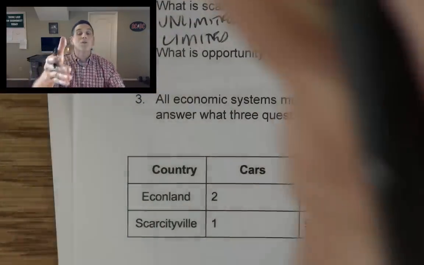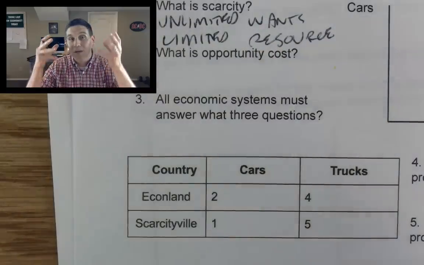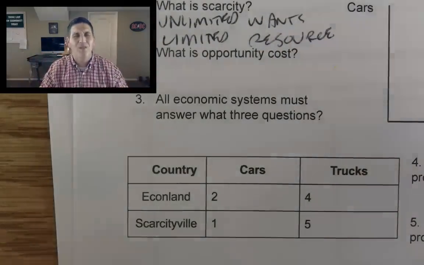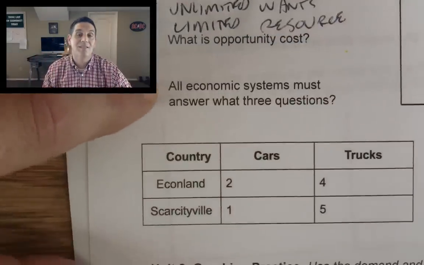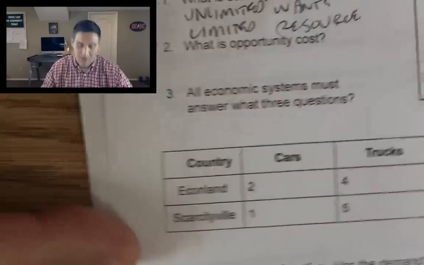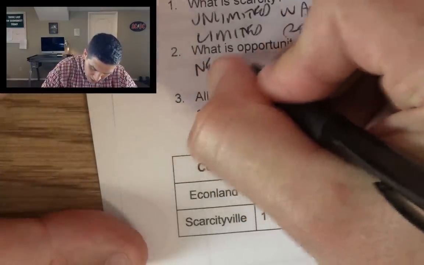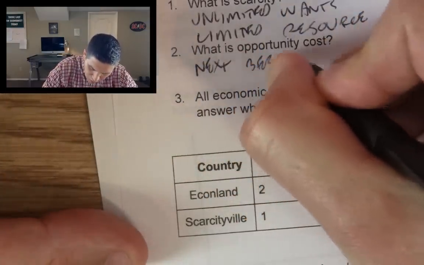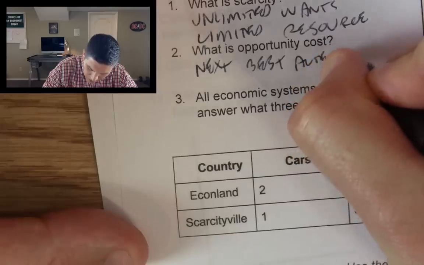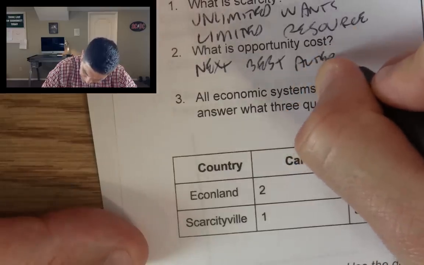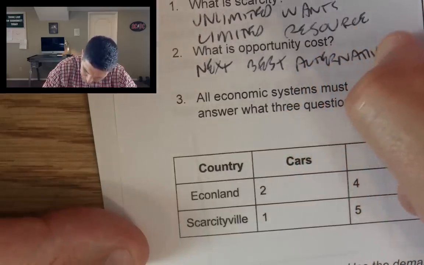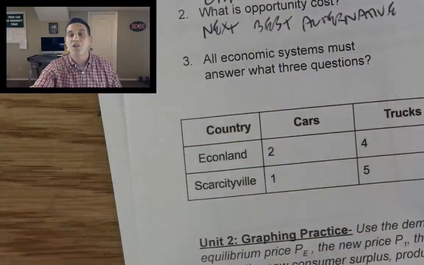Okay. Opportunity cost, we already know, is the most important single concept for helping you in life to make decisions. Opportunity cost is the next best alternative whenever you make a choice. So the next best alternative. You're going to see 2 questions on your test, no doubt about it.